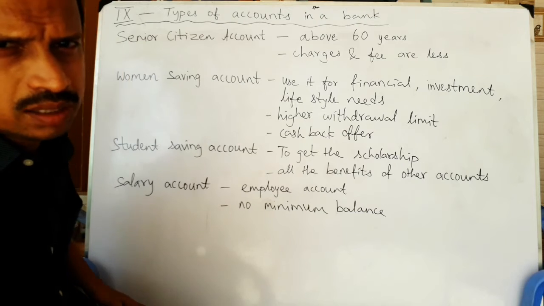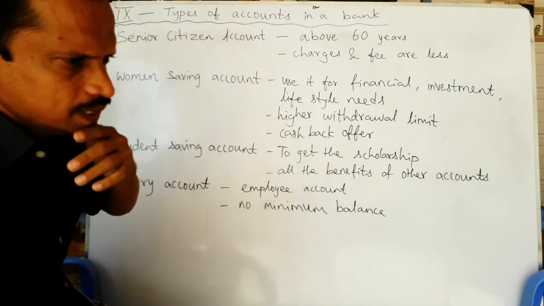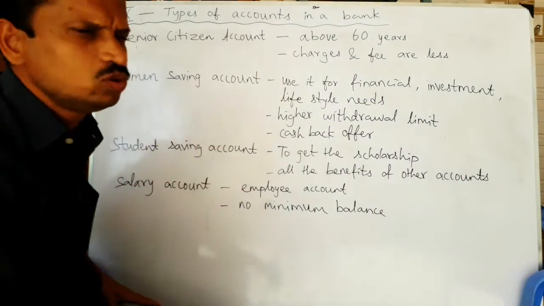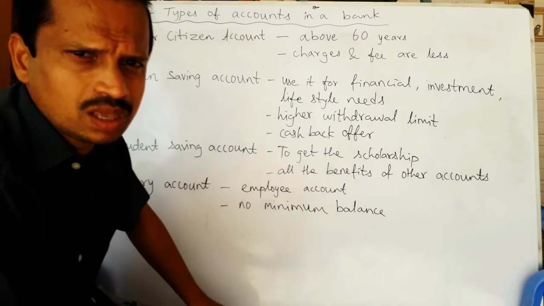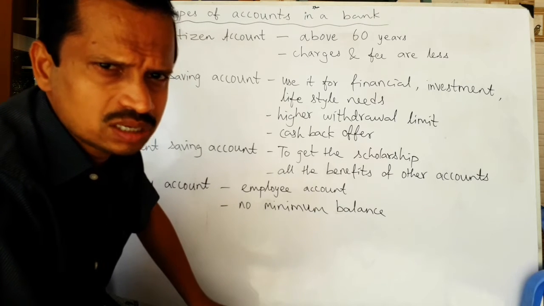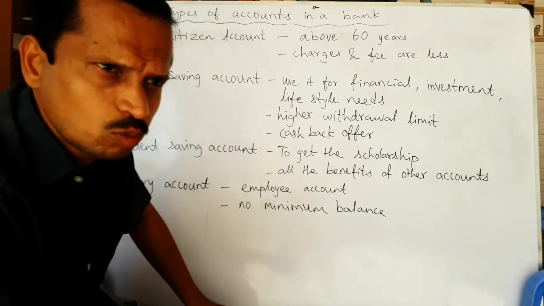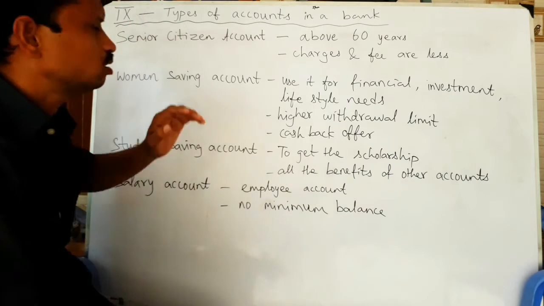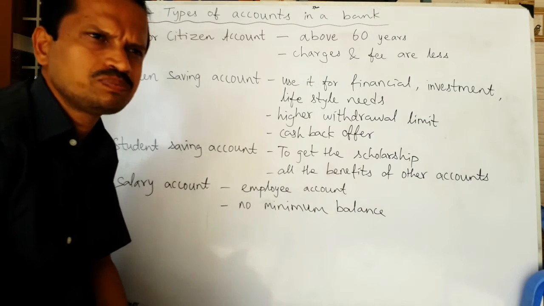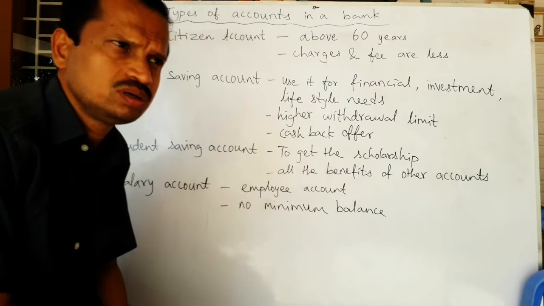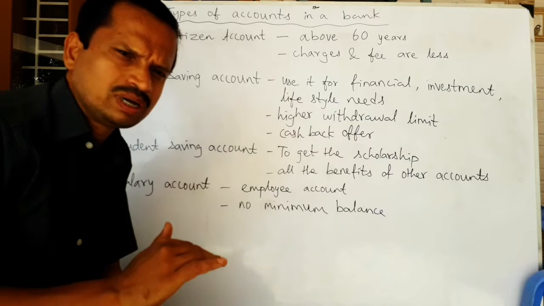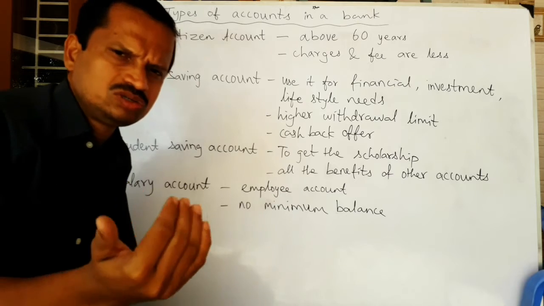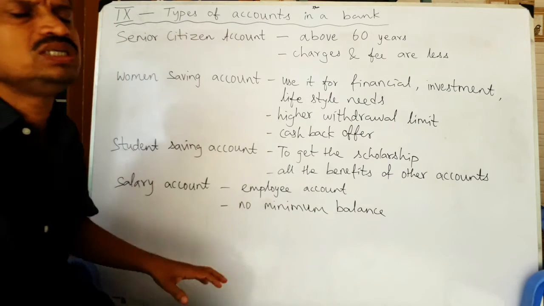Coming to the other accounts, senior citizen account. So here, you see, persons above 60 years are called senior citizens. That means mostly retired persons, or generally persons above 60 years, are called senior citizens. For them, they can open an account. Previously, if they have any account, by closing that, they can open now. That means after 60 years, they can open an account, which is called a senior citizen account.